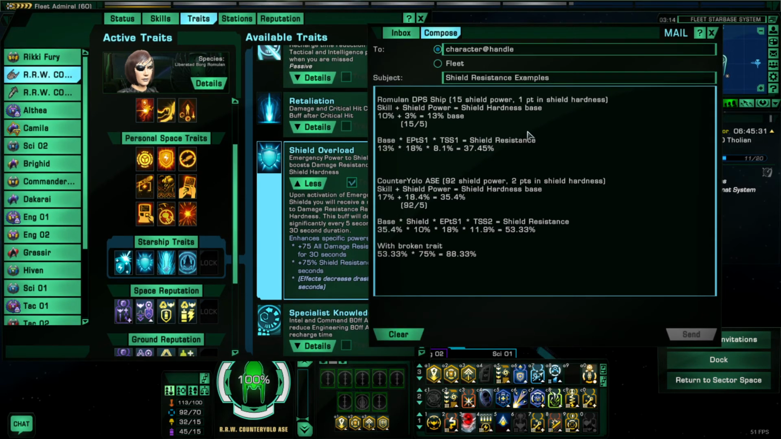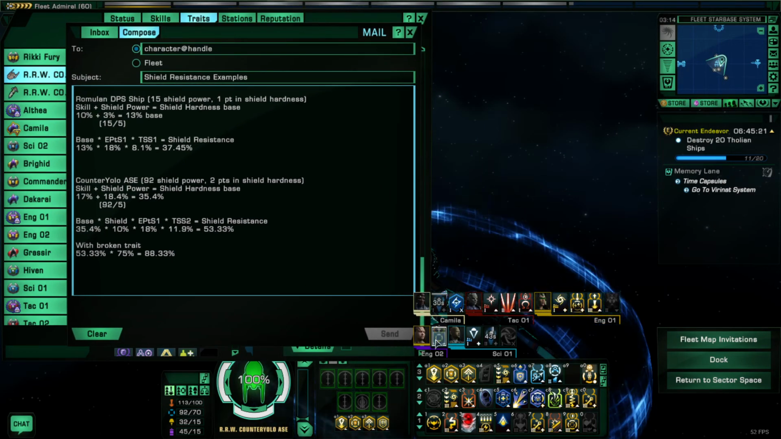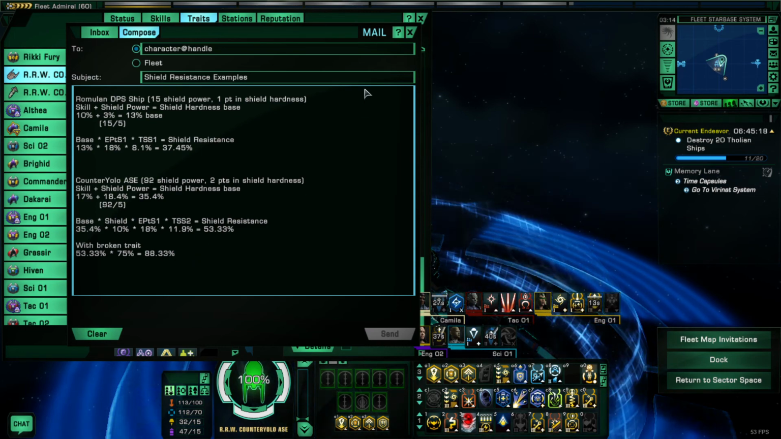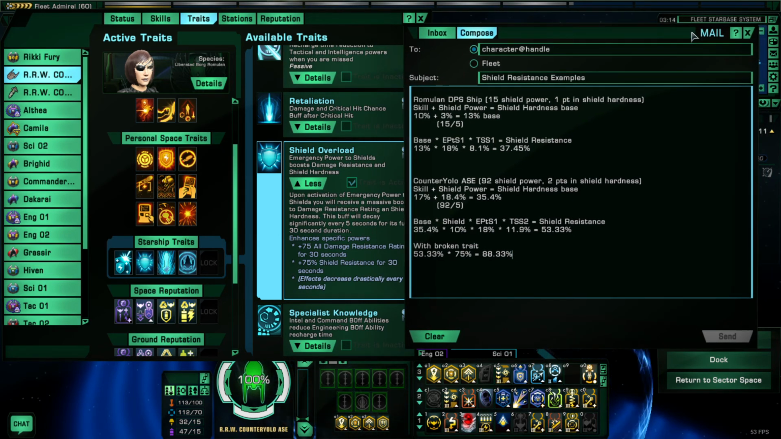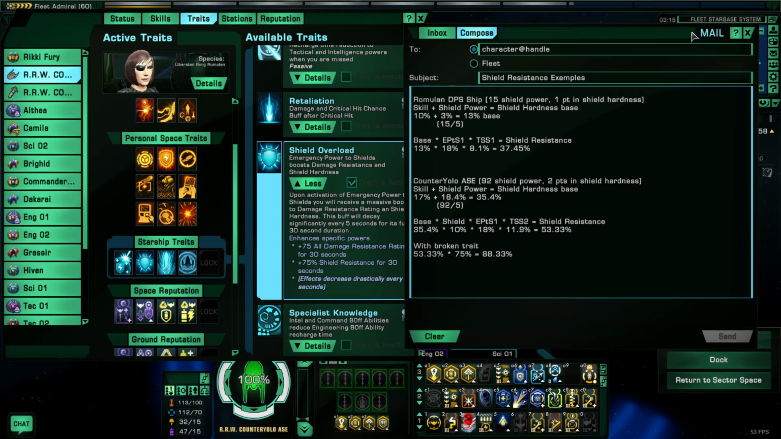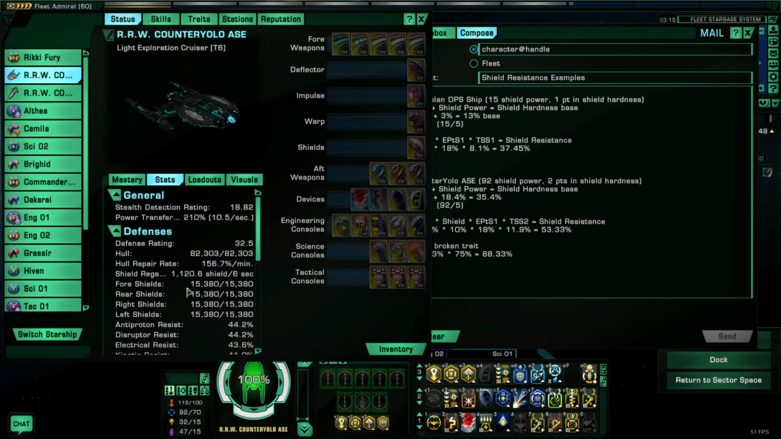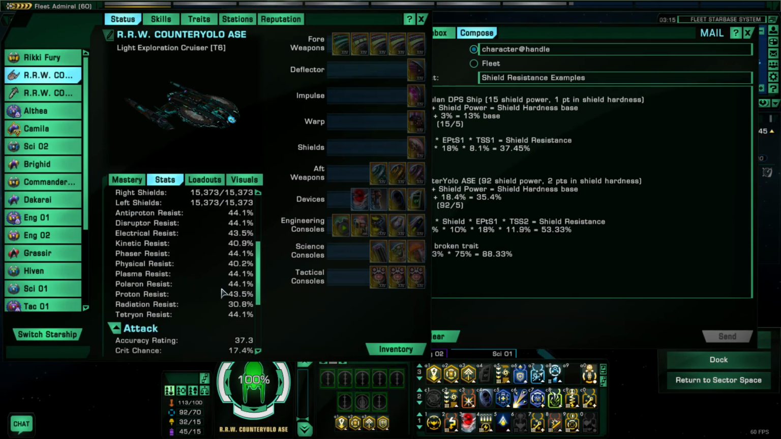Now to show you in the math, for those of you who haven't been looking down, when you add the broken trait at 75%, right at the very beginning when I activate it, with everything I already have up, I have 88.33% shield resistance. If I'm getting hit by 100 points of phaser damage, I'm getting 2 damage, maybe even less than 1 point something. It'll round up to 2 points, but yeah, it's really, really, truly broken.